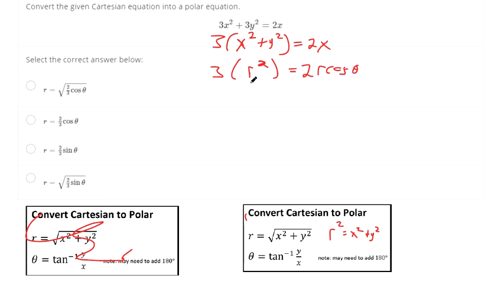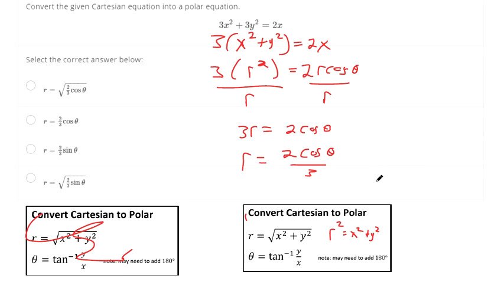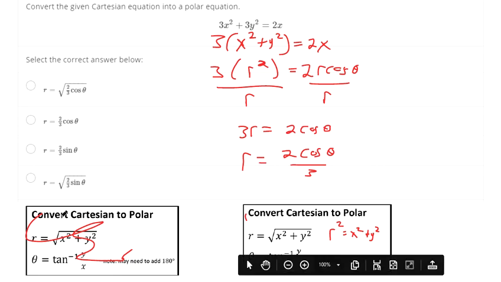Now we have 3r squared equals 2r. Let's divide an r from both sides. So now we're just left with 3r equals 2 cosine theta, and then the multiple choice says r solved by itself. So let's divide both sides by 3. There we go. Looks like 2/3 cosine theta.